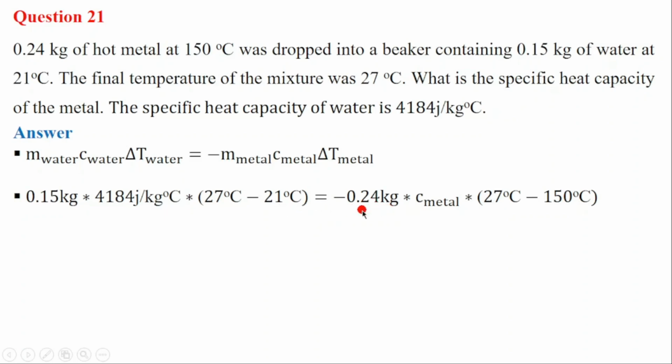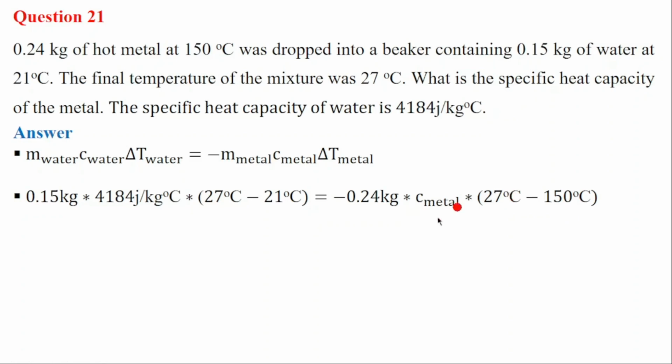It was given as 0.24 kilogram times the specific heat capacity of the metal, C metal. It was not given, so we need to calculate this C metal. Then times the change in temperature for the metal. The final temperature of the metal was the same as the final temperature of the water, which is 27 degrees Celsius. The initial temperature of the metal was 150 degrees Celsius.